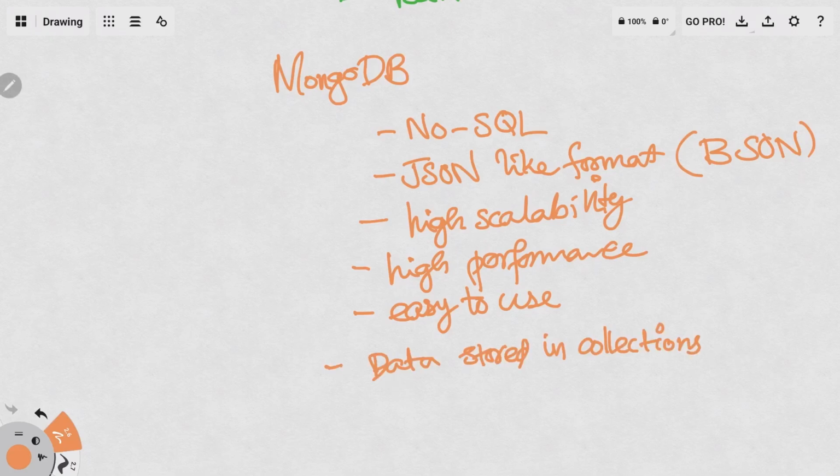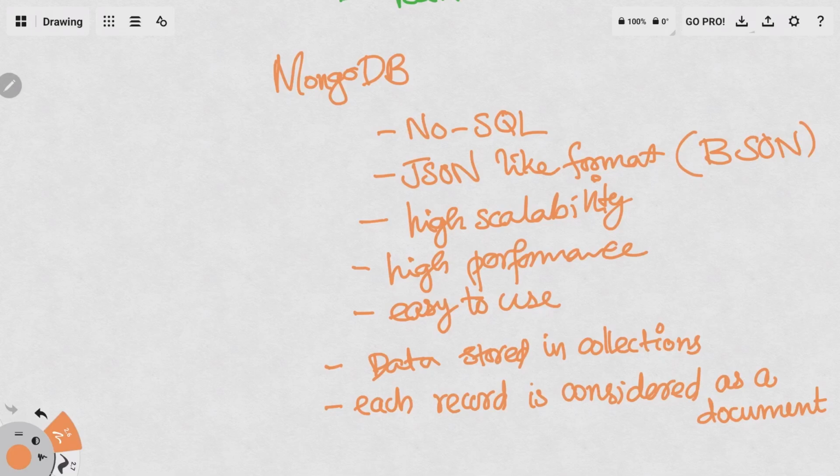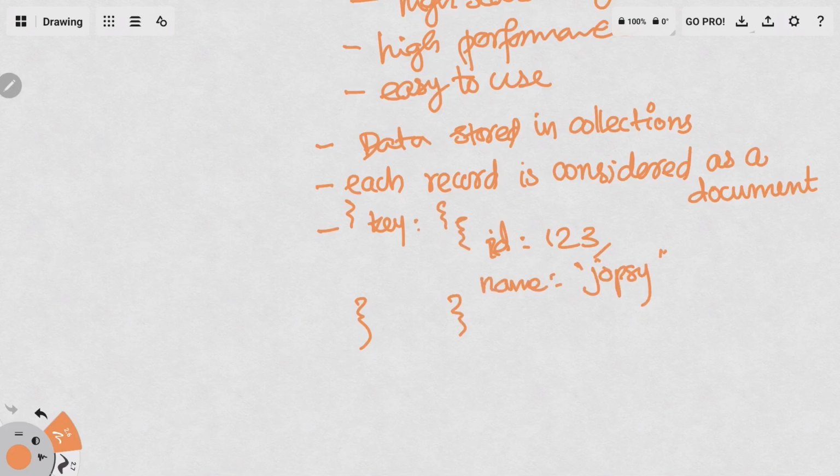If you know SQL, you might know about the table-based relational database, how data is stored in tables. In NoSQL, data is stored in collections, just like tables. There it is tables, here it is collections, with each record being a document. These documents are JSON-like objects with fields and values, like key-value pairs such as name, and the data will be stored like this.